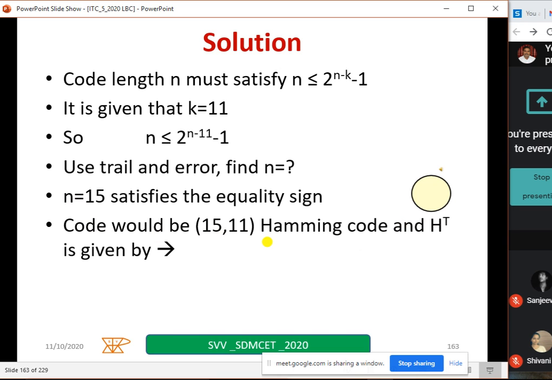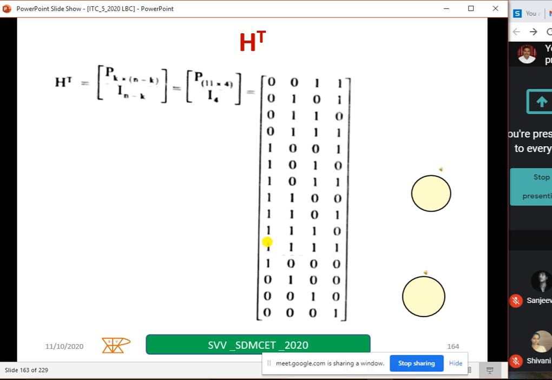Let me show you the H transpose. Any combination of zeros and ones you can take other than all zeros, because all zeros is the syndrome for no error. Other than that, you should not take the identity matrix combinations: 0, 0, 1, 0, 0, 0, 1. Other than those 4 plus all zeros, the remaining combinations you can take in any fashion, no problem. This is one way I have written, parity followed by identity. Copy this H transpose.